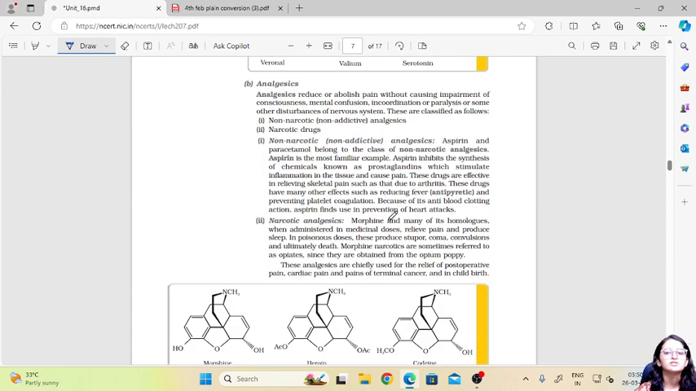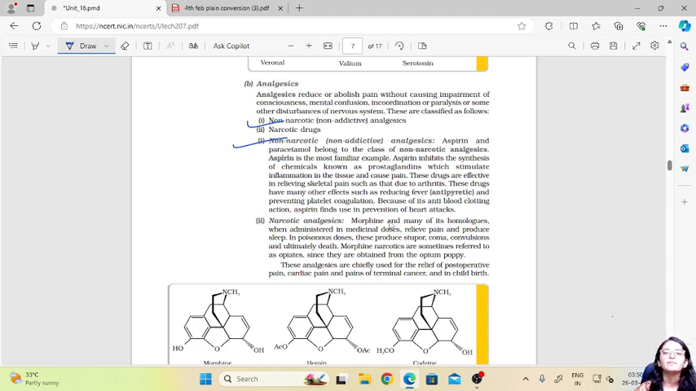Then we'll move on to analgesics. Analgesics are the drugs which reduce or abolish pain without causing impairment of consciousness, mental confusion, incoordination or paralysis or other disturbances. Analgesics are of two types, non-narcotic and narcotic drugs. What are non-narcotic? Non-narcotic means they are non-addictive. For example, aspirin and paracetamol belong to the class of non-narcotic analgesics, because they inhibit the synthesis of chemicals called prostaglandins, which stimulate inflammation in the tissue and cause pain.